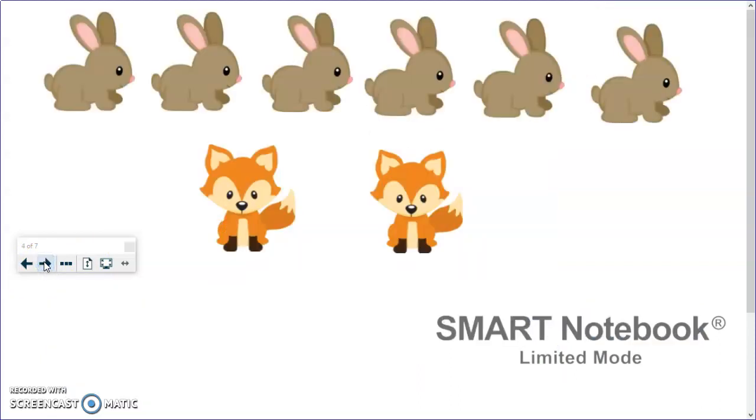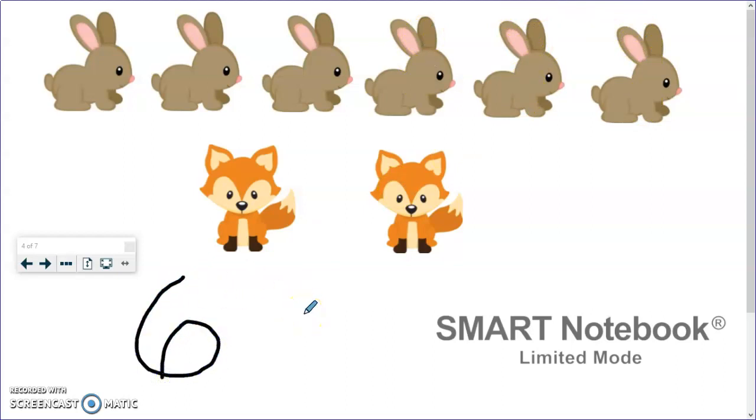There were 6 bunnies hopping along and they found some vegetables to eat in a garden. 2 foxes came to join them. They were all hungry. How many animals ate in the garden that day? So we're going to start with our first number. We're going to count the number of bunnies. 1, 2, 3, 4, 5, 6 bunnies. So I'm going to write that number down first in my number sentence.